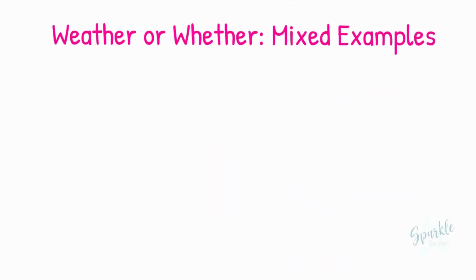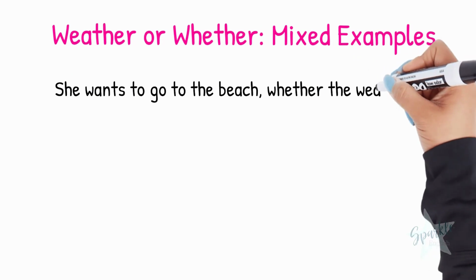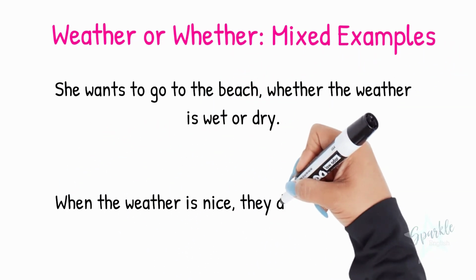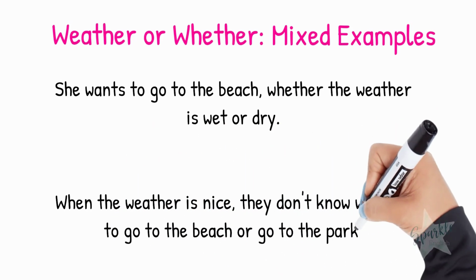Now let's look at some mixed examples using both weather and whether. She wants to go to the beach, whether the weather is wet or dry. When the weather is nice, they don't know whether to go to the beach or go to the park.